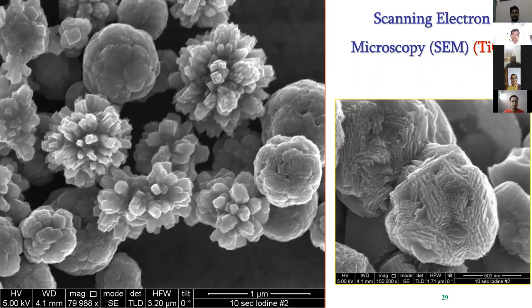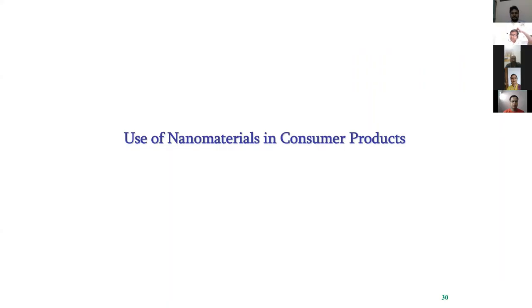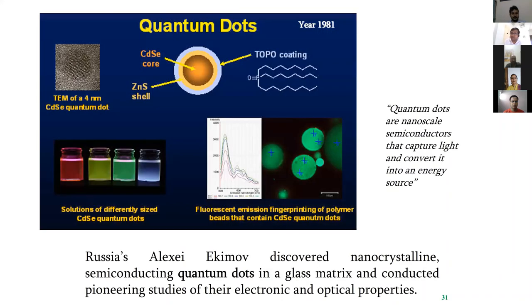So, high resolution TEMs. Now, are these nanoparticles really used somewhere, or is it just a research topic? Ideally, there are lots of applications of nanoparticles right now in consumer products. For example, quantum dots, discovered in 1981. These are materials like cadmium selenide and zinc sulfide. And by simply tuning the size of these particles, you can get a different color. The materials start emitting different colors if I change the size of the particles. This seems to be one of the best discoveries in the field of nanoscience. But does it have any use?